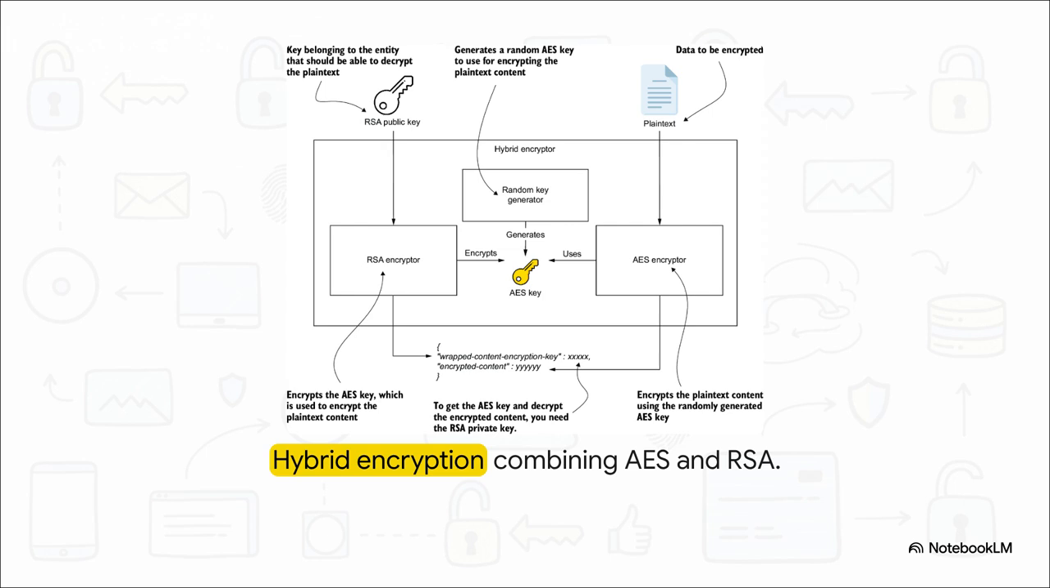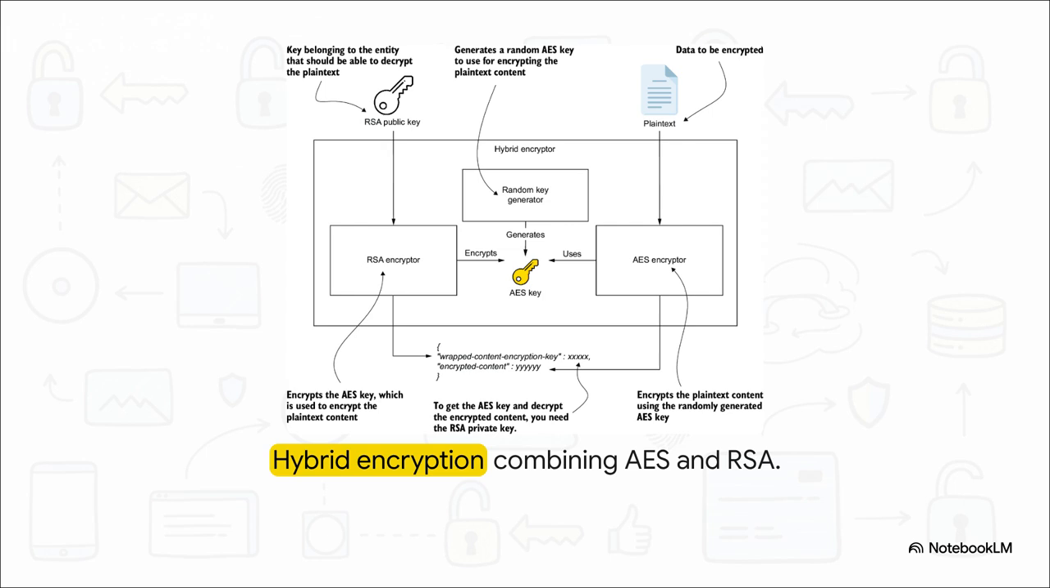First, a random key generator creates a completely fresh AES key. This is often called a content encryption key. Next, the fast AES encryptor takes this key and processes your large plaintext document, transforming it into ciphertext almost instantly. Meanwhile, the RSA encryptor takes that exact same AES key and locks it using the recipient's public key. The system then bundles this wrapped AES key together with the encrypted content and sends the whole package across the network.